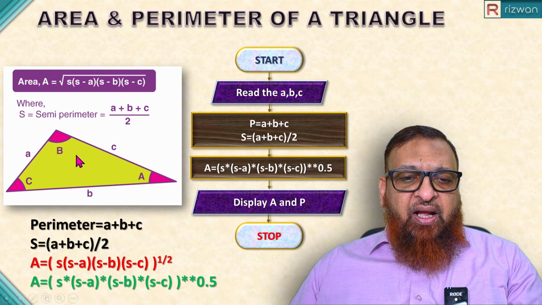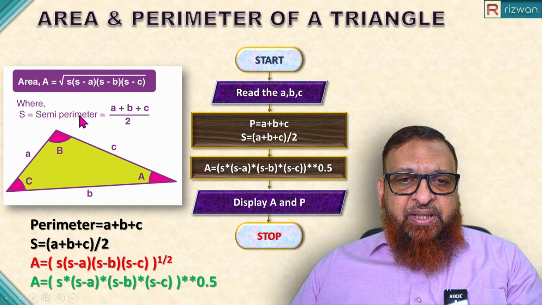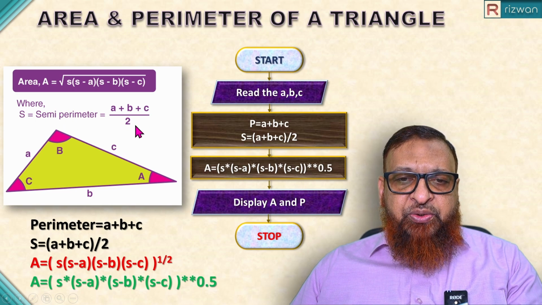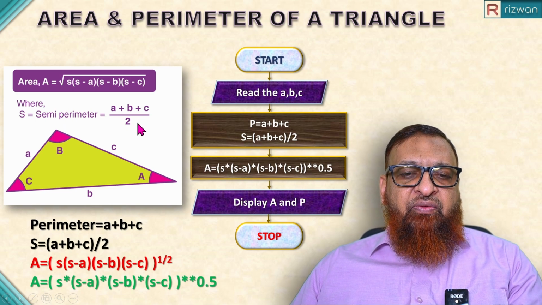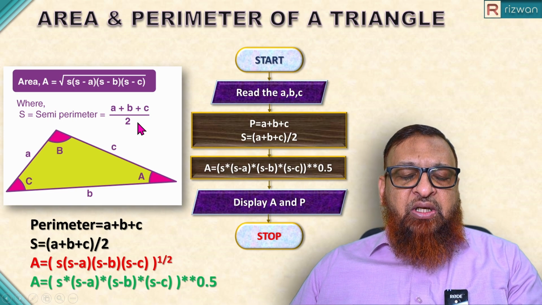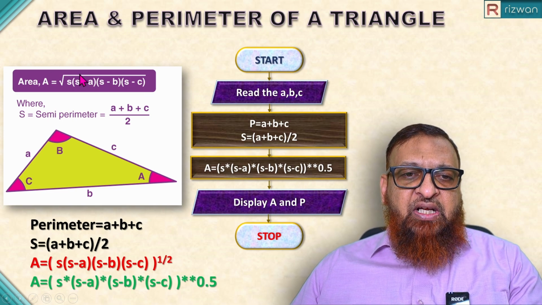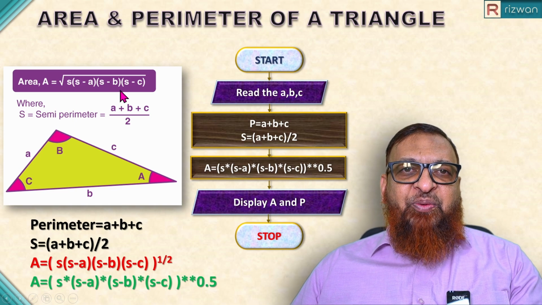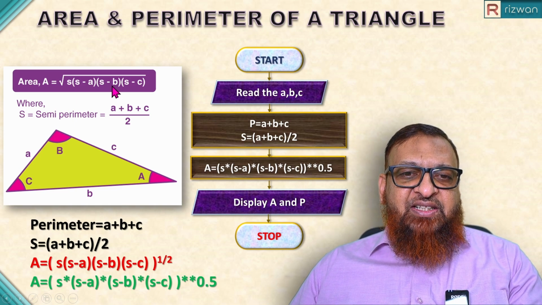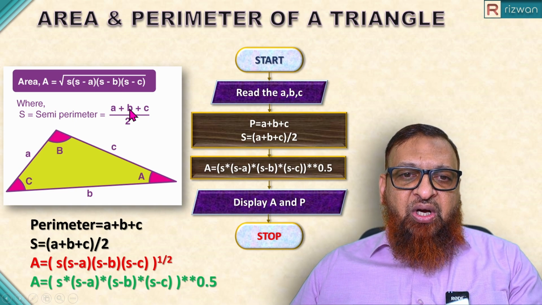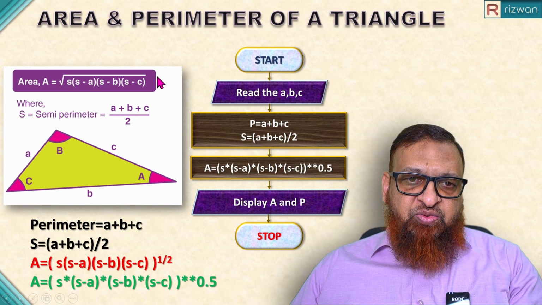And the semi-perimeter is given by A plus B plus C by 2. This is used in Heron's formula, and we are going to use Heron's formula here. Don't ask me how we got this formula or how to derive it. I am not here to derive it. If you want to see that, you can search on YouTube and check how we got Heron's formula.